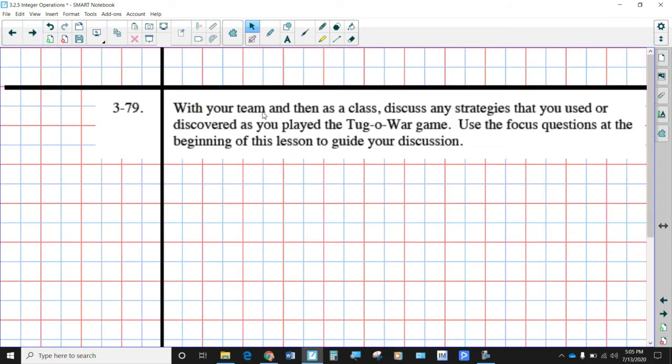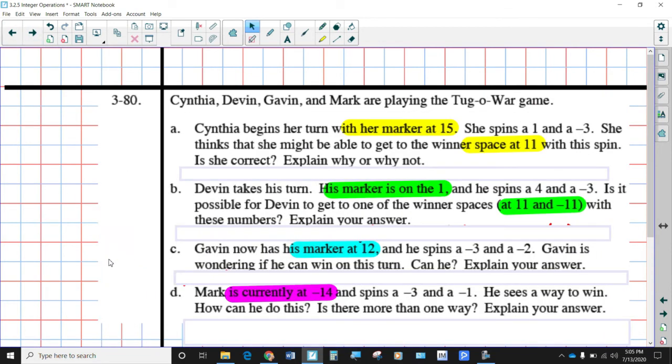Now, this we're not going to be able to do. Discuss with your team and then as a class strategies that you use or discovered. It might be good to think about strategy, but you're going to have a tough time discussing it unless you got a family member who's willing to discuss that with you. All right, so here's where we can discuss 4 different scenarios.